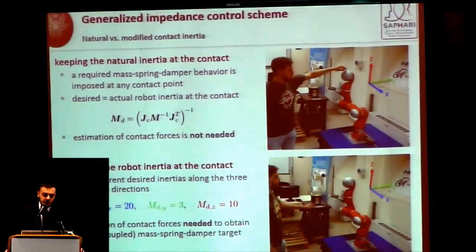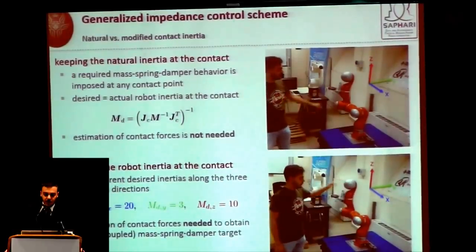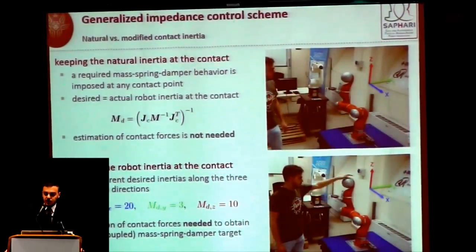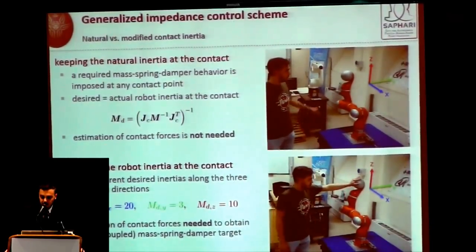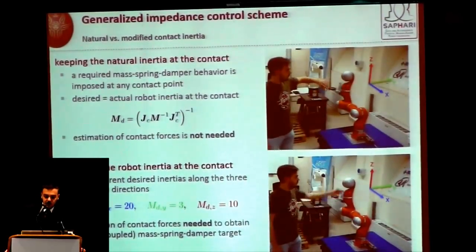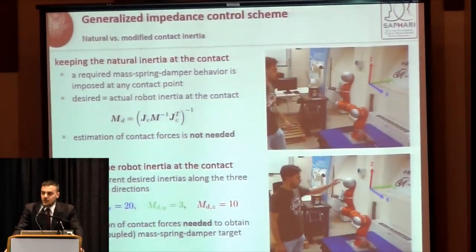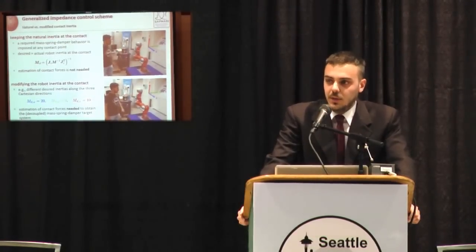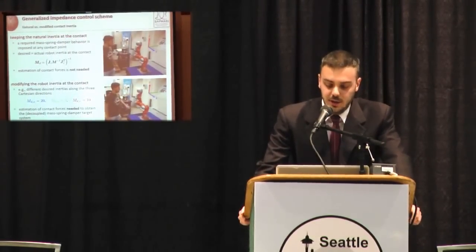On the other hand, if we wish to modify the desired inertia, in addition, we need the estimation of contact forces. As you can see in the second video, different masses produce different transient behavior. In particular, the bigger the mass, the longer the transient, and the bigger the oscillation.